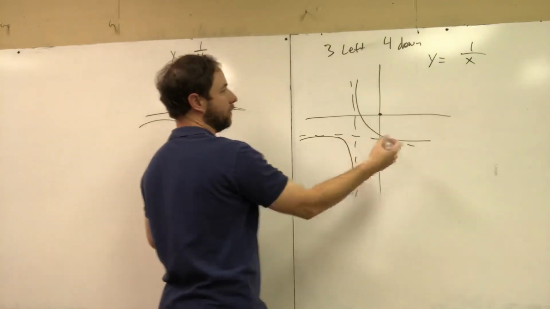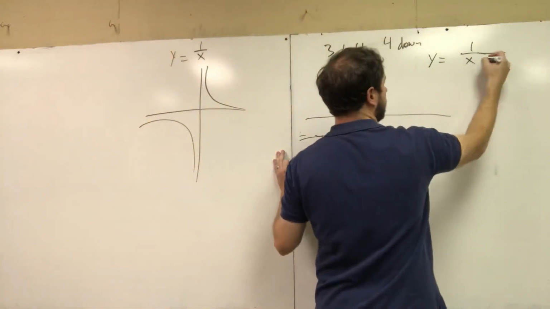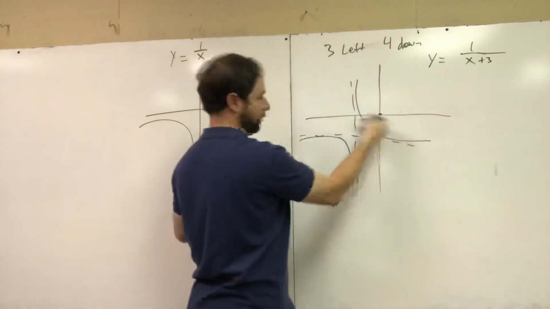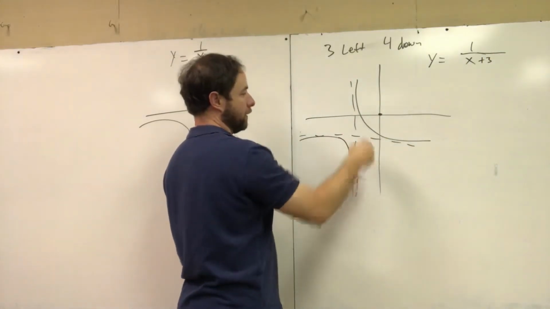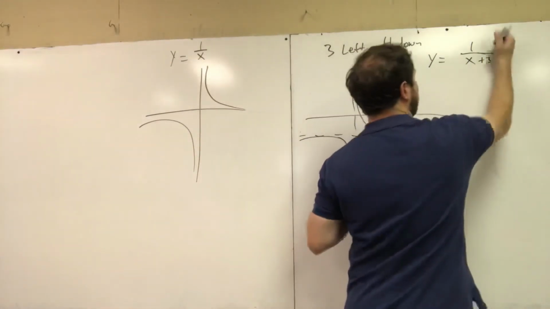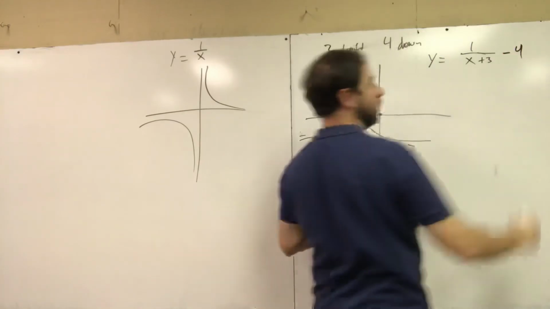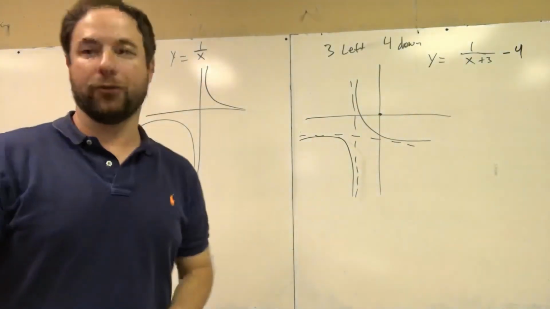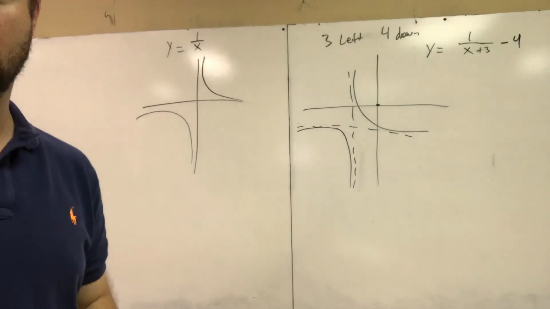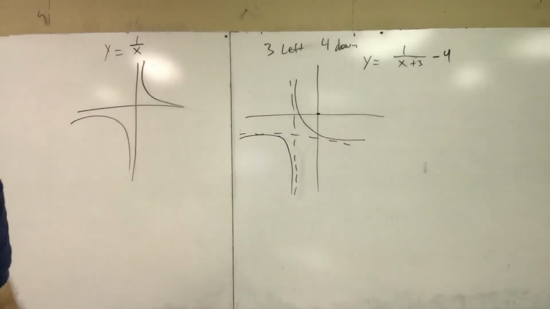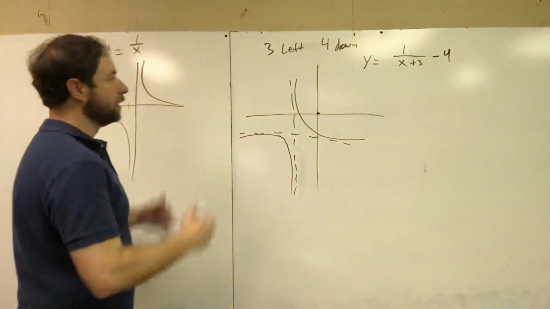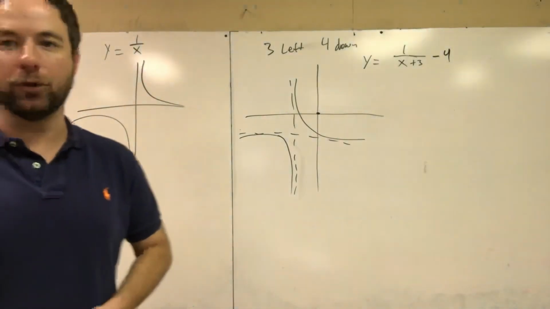The way that you do that, we know how to go 3 over. It would be x plus 3 if we're going this way. And then to go down, you actually put it on the outside of this, and you would put minus 4. Not sure if you guys can see that. Scoot over just a little bit. So you put minus 4. This is how you translate and move graphs.